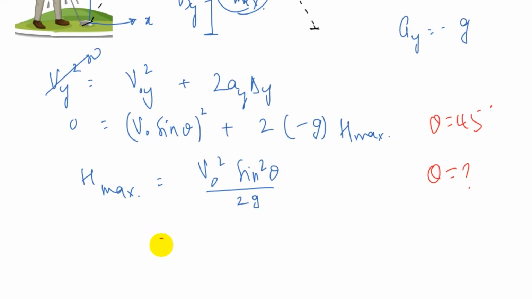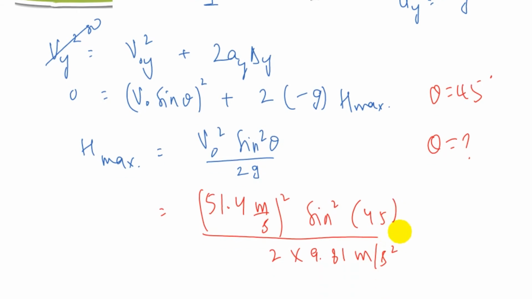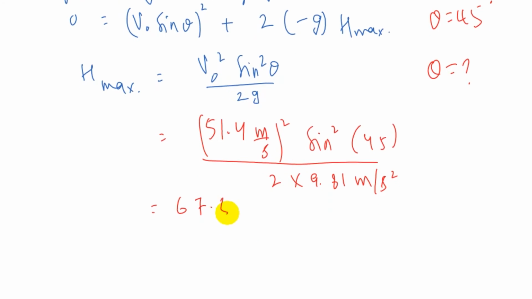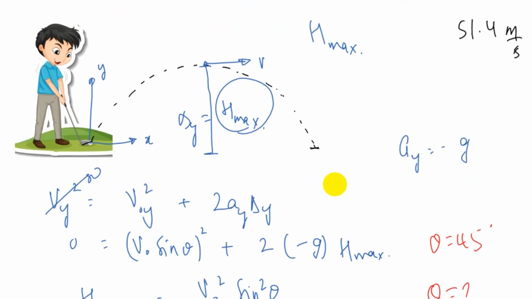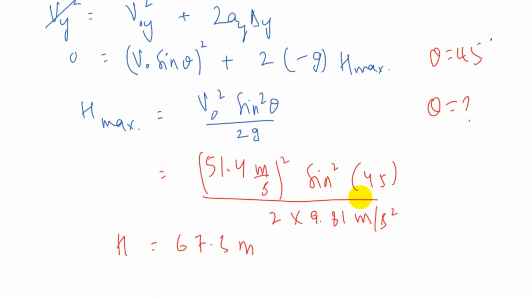Now we have all the values, we can put it here. V naught we have 51.4 meter per second, and it's squared, sine squared theta with theta 45, divided by 2g. So g is 9.81 meter per second squared. On solving this, we'll get the maximum height to be 67.3 meter. Thus, the maximum height for the tree that the ball can clear is 67.3 meters.